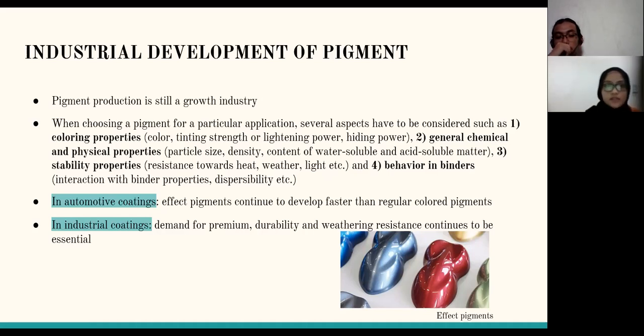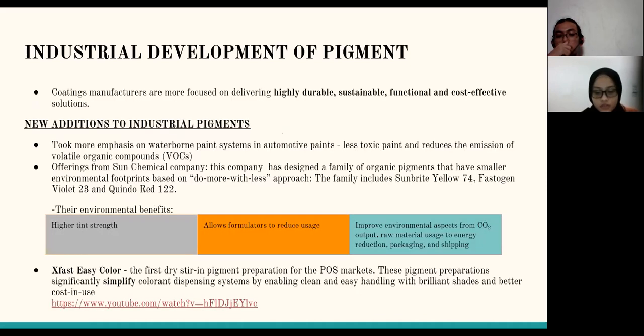In this 21st century, we can see a lot of applications of pigments, especially in the coating industry. For example, in automotive coatings, effect pigments continue to develop faster than regular colored pigments. And in industrial coatings, demand for premium, durable, and weathering resistant pigments continues to be essential.